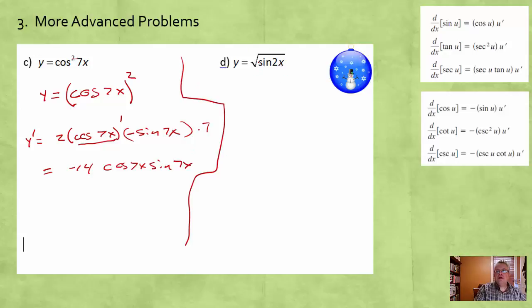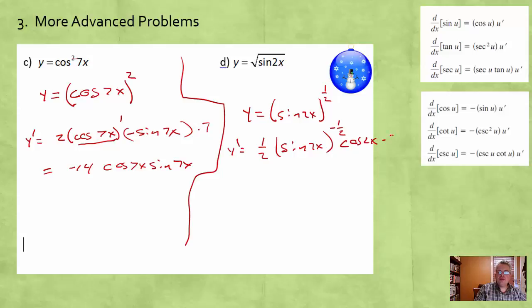Okay, let's rewrite this one as a power. We have y equals, it would be sine of 2x to the 1/2. So we're going to apply the general power rule. Y prime would equal 1/2 sine 2x to the minus 1/2 times the derivative of what's inside. It would be cosine of 2x times the derivative of 2x. So it would be cosine 2x times 2. That's the derivative of this.